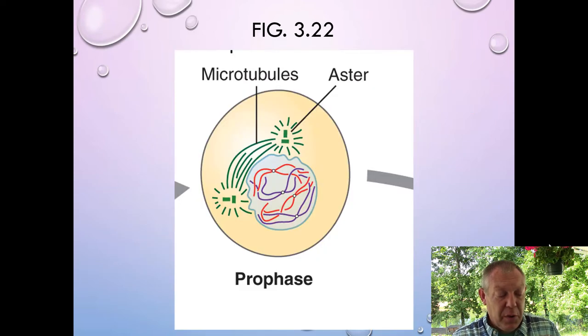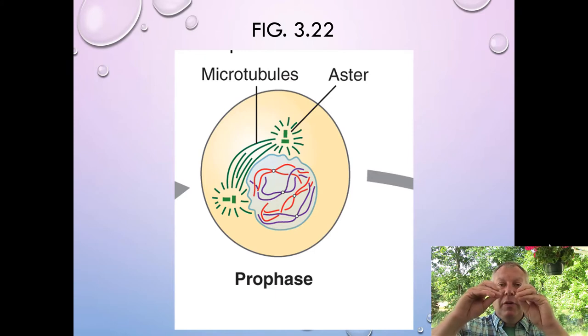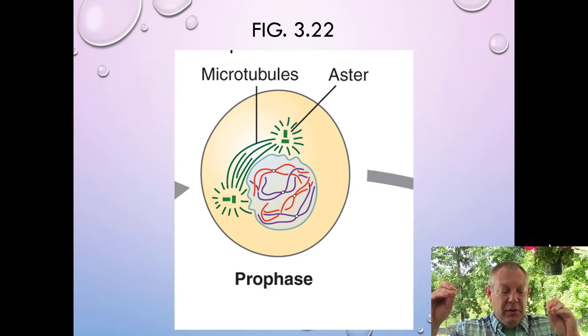And so here's a figure from your book kind of showing this. These centrosomes replicate and they move to opposite sides of the cell. And as they do, they grow this mitotic spindle in between them, and it's made of microtubules. In this example, you can also see the chromosomes are starting to become visible, and you can see that they're still sister chromatids joined at the centromere.